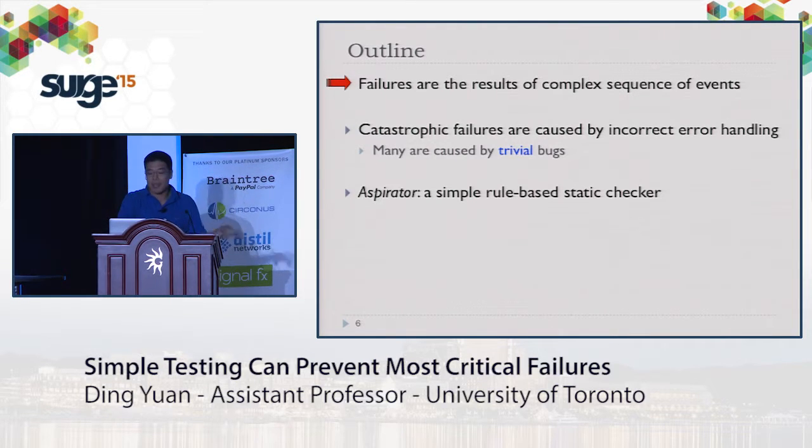And now we are going to dive into our findings. Okay? First, I'll explain that these failures are complex. But for the catastrophic ones, they're almost entirely caused by incorrect error handling, and many of them are surprisingly trivial, and how we build a static checker to detect many of these bugs.